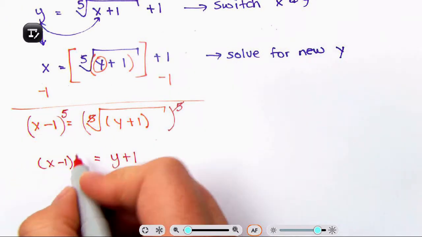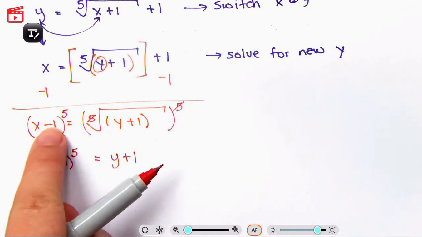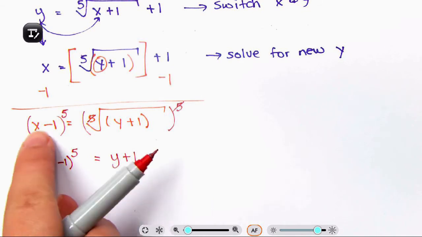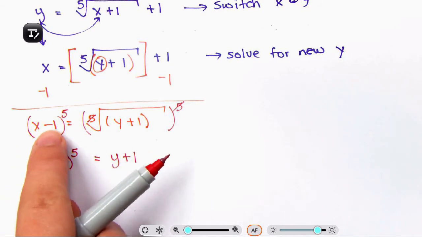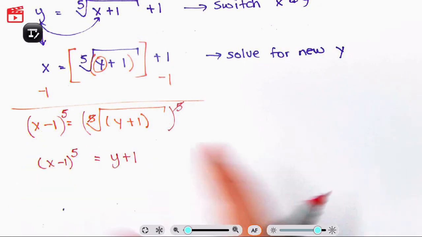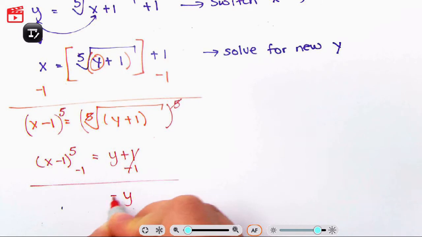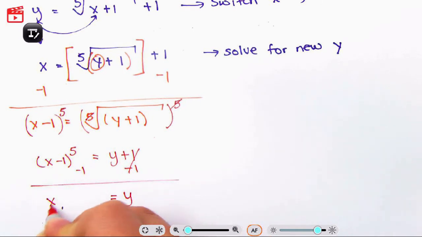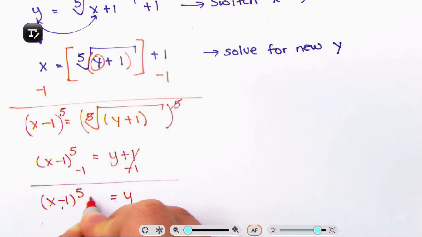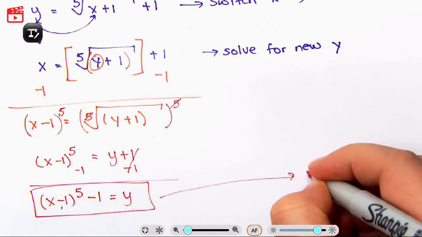Now make sure x minus 1 is in a bubble because the exponent of 5 applies to both terms here. Now this doesn't mean x to the 5th power minus 1 to the 5th power. That is no. So you just have this bubble 5 times. Okay, now I'm going to subtract 1. So I have y is equal to x minus 1 to the 5th power minus 1 as my inverse. Now, this is not your answer.